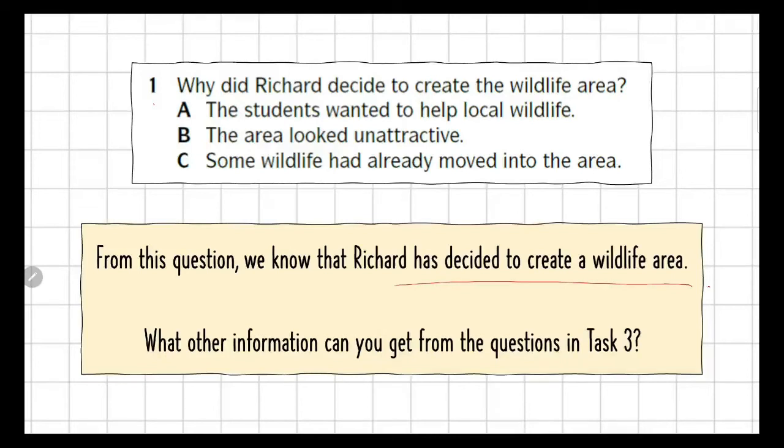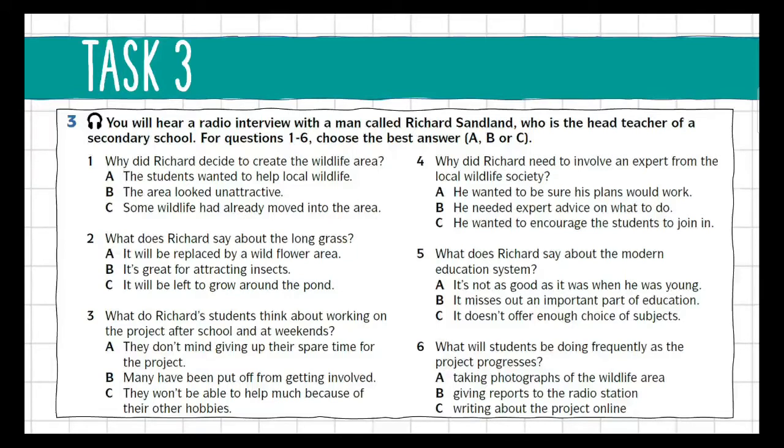Okay, so baca semua soalan-soalan yang lain and then try to list down 5 information that you can identify. Okay, itu task number 2. So now after that, then only you complete exercise number 3. So for the last task, you will hear a radio interview with a man called Richard Sandlin, who is the head teacher of a secondary school. For questions 1 to 6, choose the best answer, A, B or C. Okay, so before you answer this, you need to listen to the interview first.